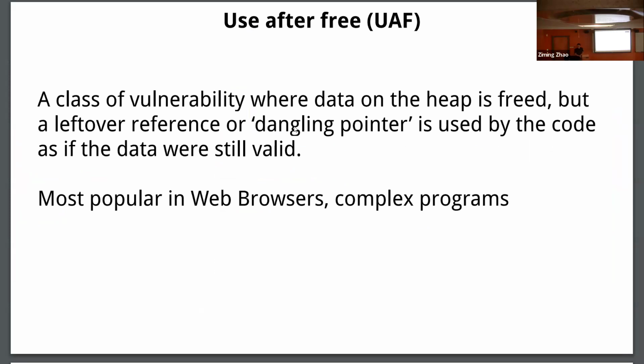Okay. So that's overflow. The second class of vulnerability we see a lot is use after free vulnerability, UAF. This is a class of vulnerability where data on the heap is freed, but a leftover reference or pointer, usually we call it a dangling pointer, is used by the code as if the data were still there, still valid. So the term use after free can actually be more general. It can cover other cases, not only this attack on the heap, right?